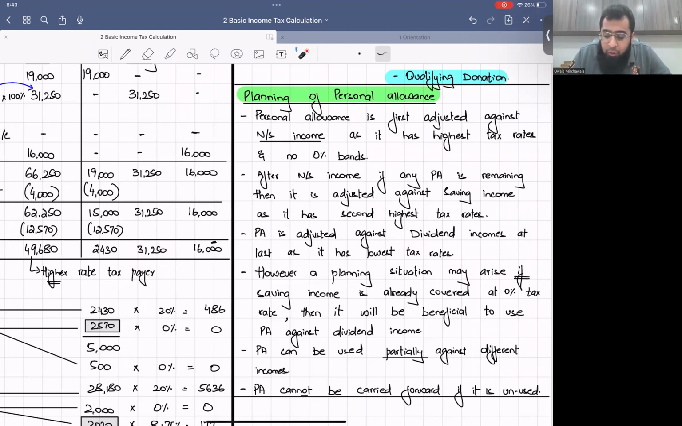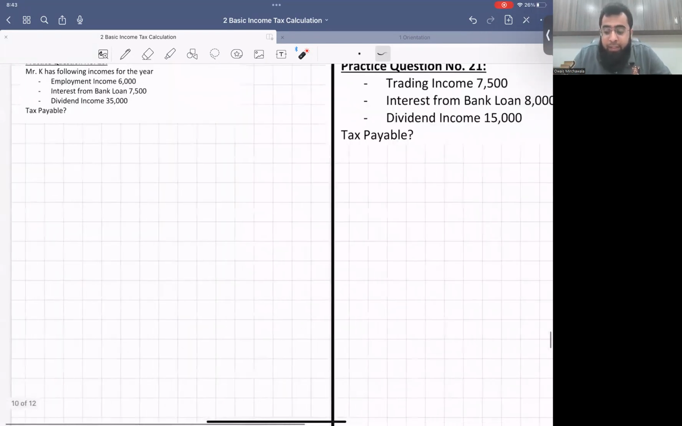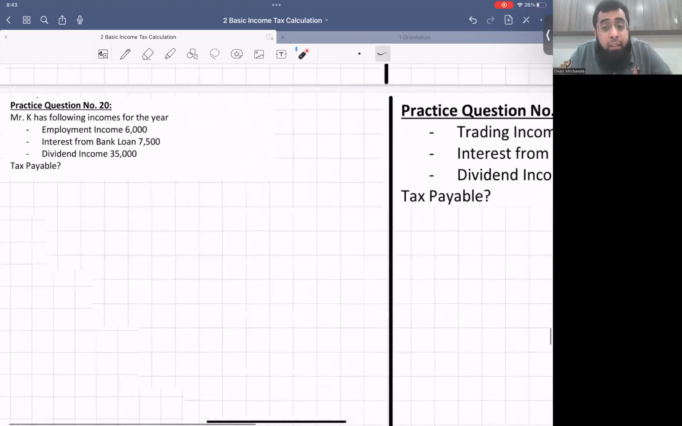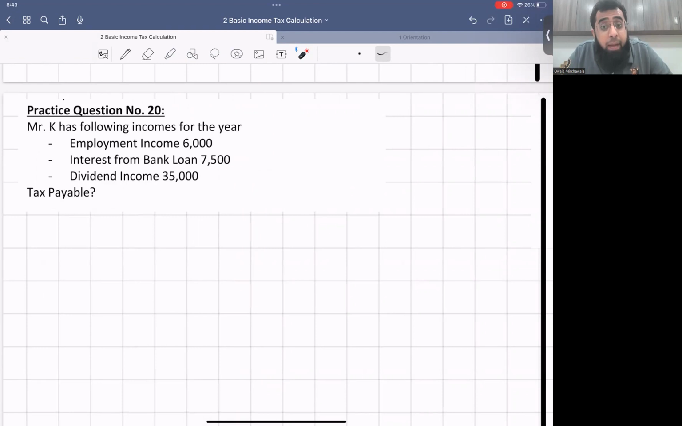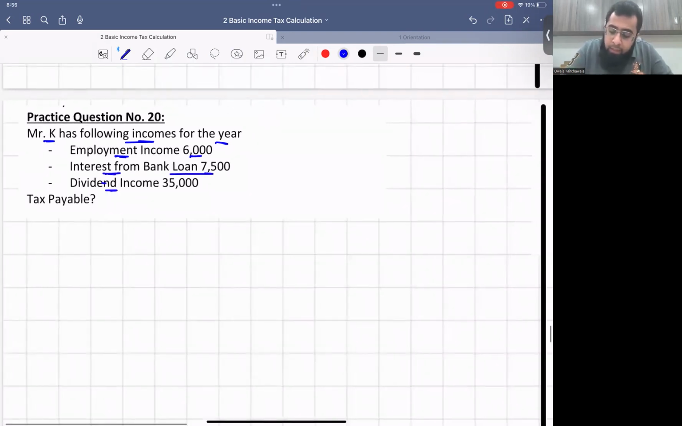Let's look at the practice question to get clarity. Believe me, it's something interesting. And when you do the practice question, you will understand in a better manner. Okay, let's read. Mr. K has the following incomes for the year: employment income 6,000, interest from bank loan 7,500, and dividend income is 35,000. Okay, let's start doing it.